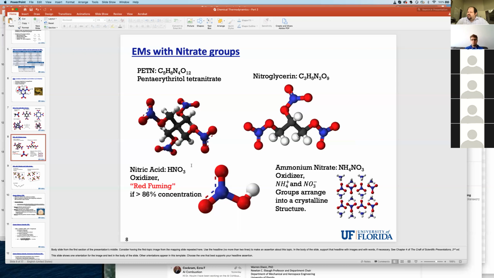Nitric acid is a very powerful oxidizer. It's used in some rocket and satellite applications, and it's given the moniker red fuming nitric acid if it is greater than 86% concentration. It is extremely reactive stuff. And also there's ammonium nitrate, which is essentially fertilizer. If you mix that with a little bit of fuel, such as oil, you've made ANFO, which is an explosive, and it's a salt consisting of NH4 and NO3, which are arranged into a crystalline structure.